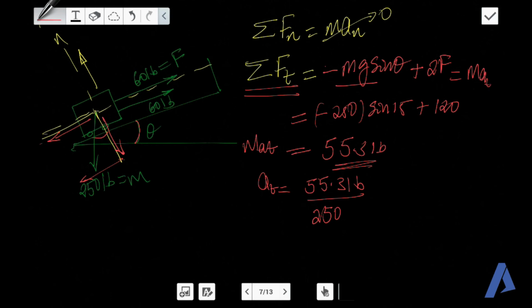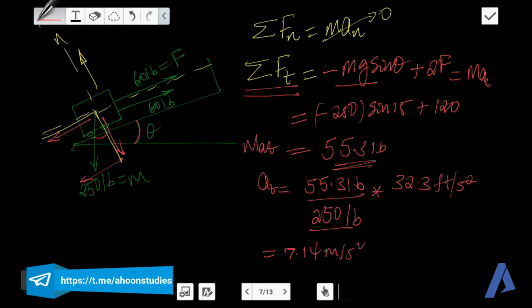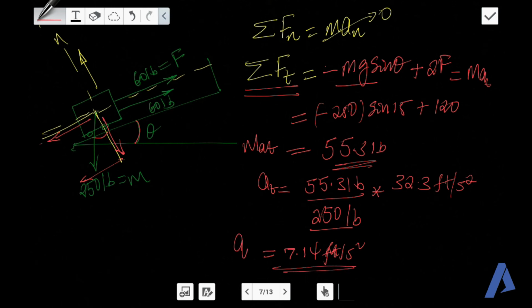How did you do this with units? It is 250 pounds, and when we convert the pounds weight to mass we divide by gravity, 32.2 feet per second squared. So this would be 7.14 feet per second squared, the acceleration in the tangential direction.